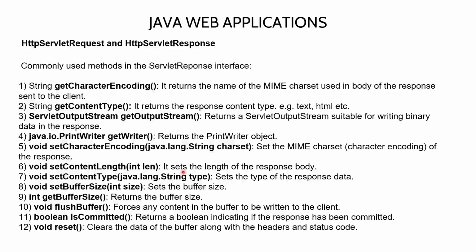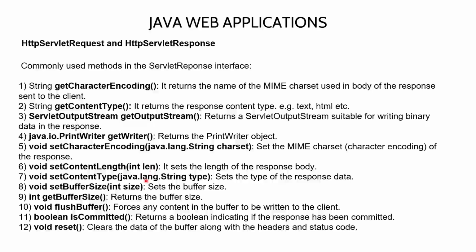These are some commonly used servlet methods. So we have getCharacterEncoding. It returns the name of the MIME character set used in the body of a response sent to the client. We have getContentType, which returns the response type, either text, HTML, or so on. getOutputStream returns a ServletOutputStream suitable for writing binary data in a response. And we have getWriter, which returns the PrintWriter object. I think we just saw an example of that.